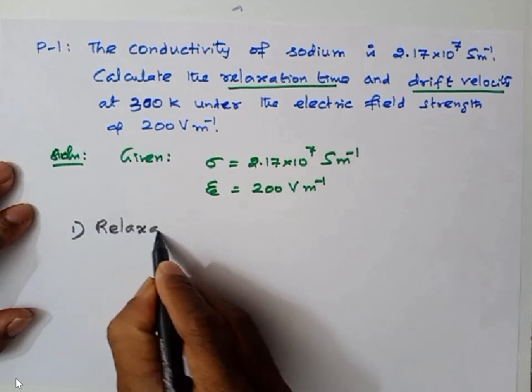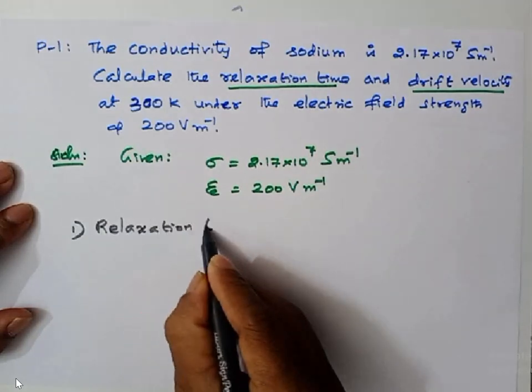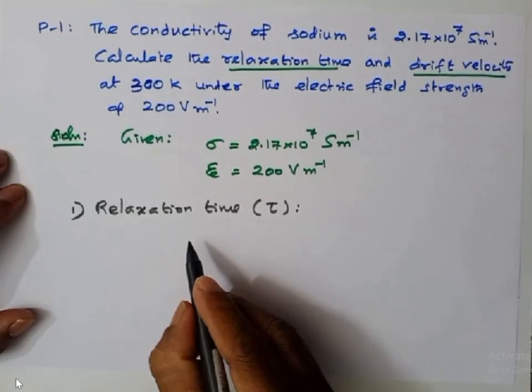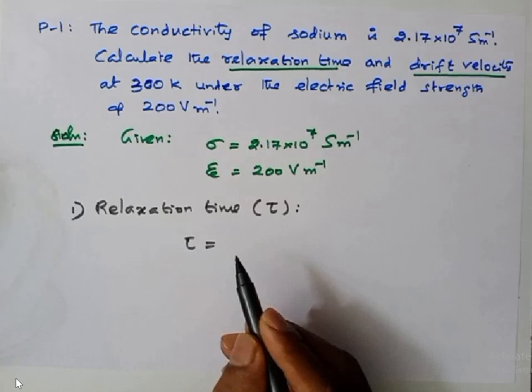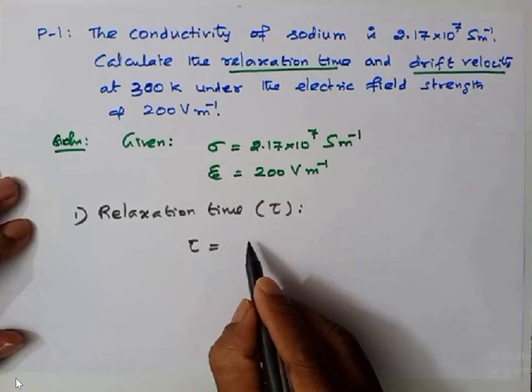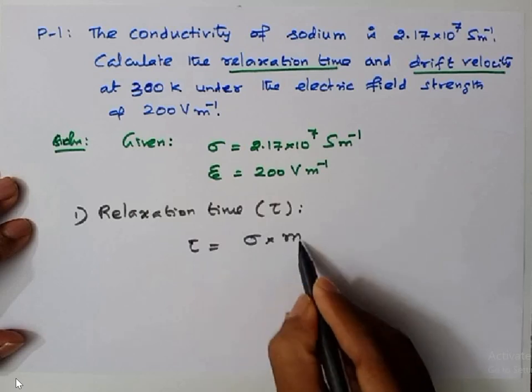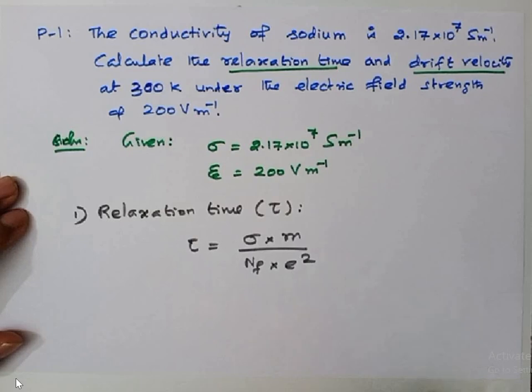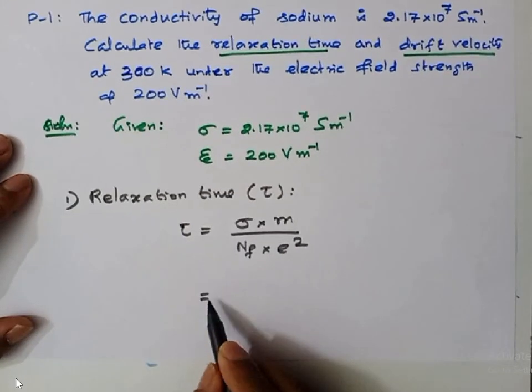Relaxation time tau, how to do that. Tau is equal to, I have given the formula. By making use of Drude's equation, you can write tau is equal to sigma into m by nf into e square. Okay, what's the value of sigma given?